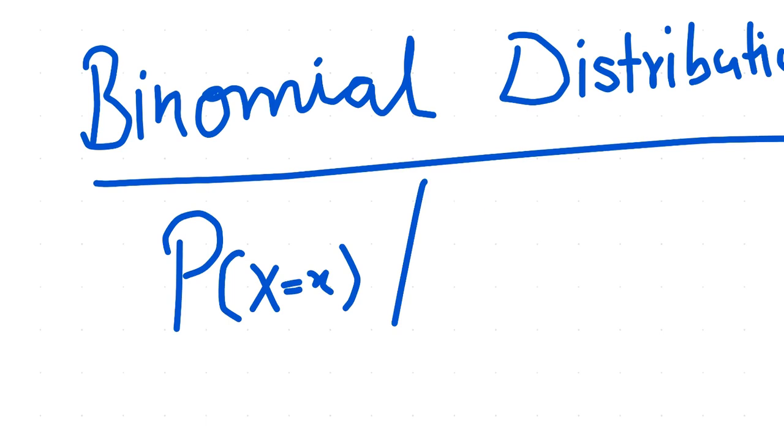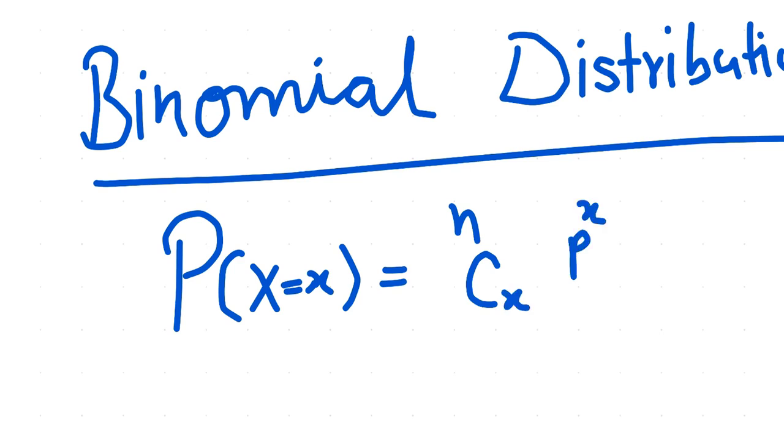This small x represents the value of the random variable, like we took yesterday 0, 1, 2. So these values are represented by small x. The value of the random variable is equal to nCx p to the power x and q to the power n minus x. Now let us understand these terms, what are they, and then we will do a question.